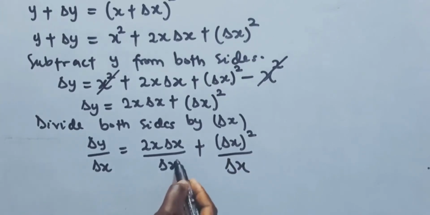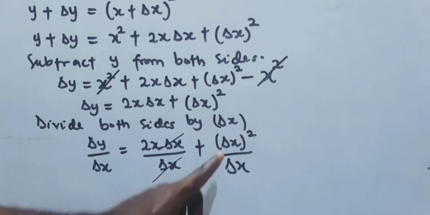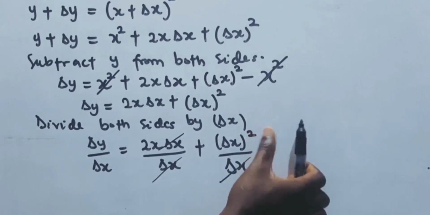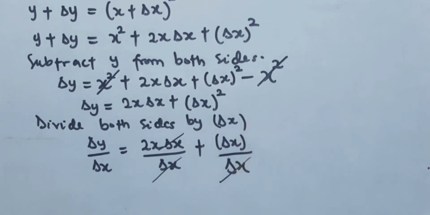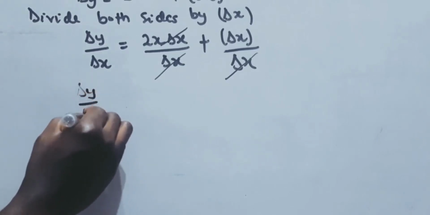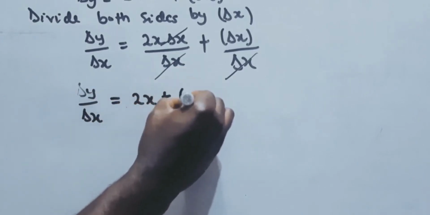Alright, with that being said, now what do you have here? Of course, you have change in x nullifying change in x. And here, you have change in x multiplied by change in x. The product of change in x and change in x will give you change in x squared. So this will nullify one of these, remaining just change in x. So at the end of the day, I would have change in y divided by change in x equals 2x plus change in x.